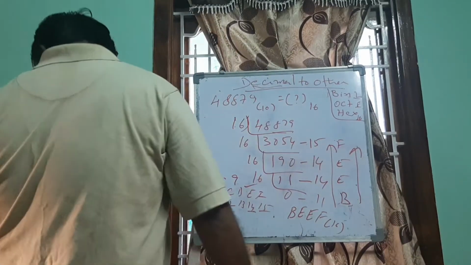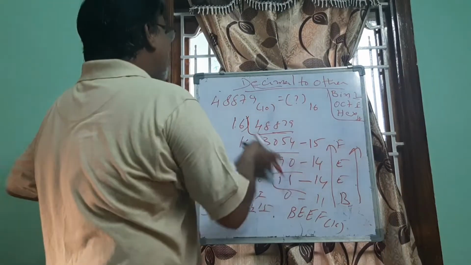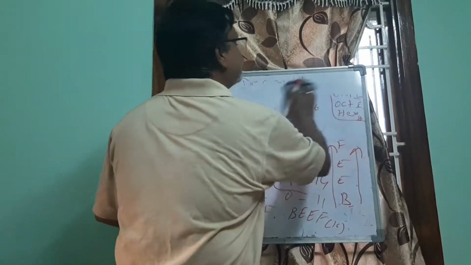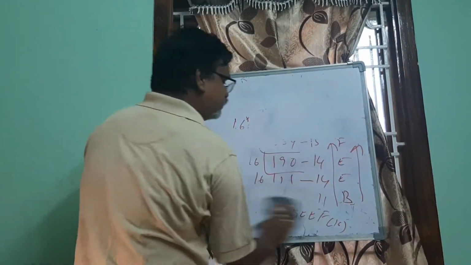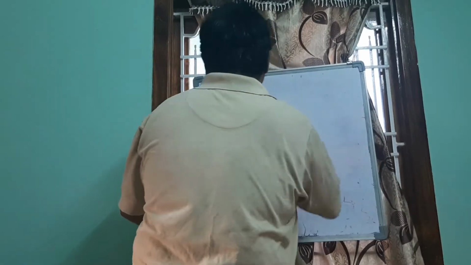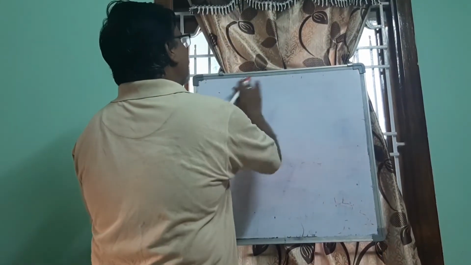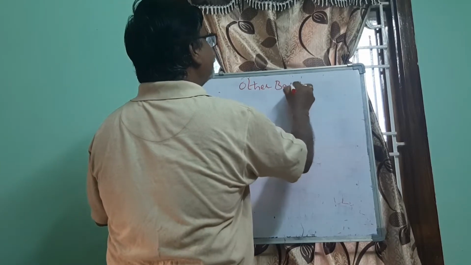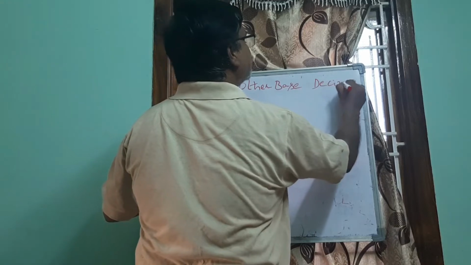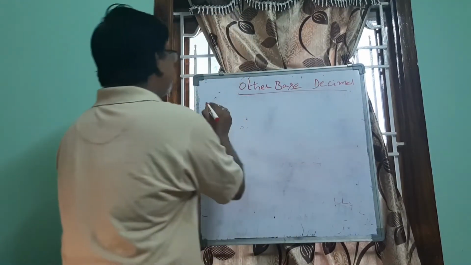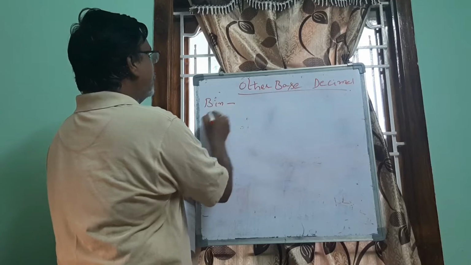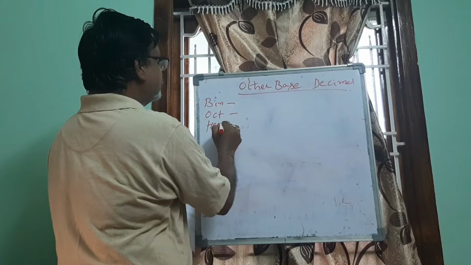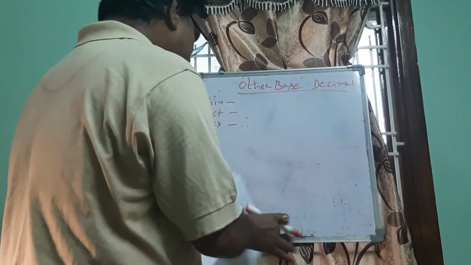Next, we will go to the other combination, that is any other base system, how to convert it into decimal. So the next category is other base to decimal. So a binary value, how to convert into decimal, an octal value, how to convert into decimal, and a hexadecimal value, how to convert into decimal.